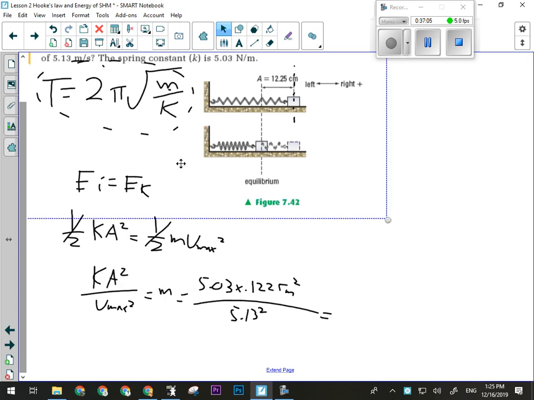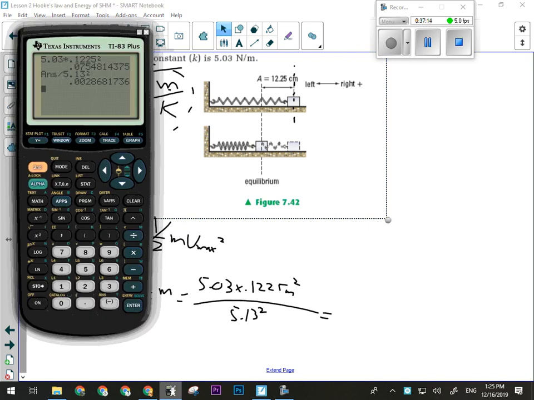Now that I know what it is, I can use it to calculate the period using the formula for period of a mass on a spring. Okay, so now I'm going to plug that in, and we're going to have 2 times pi times the square root of my answer divided by the spring constant, which was 5.03. Okay, so the period of this oscillator is 0.15 seconds.